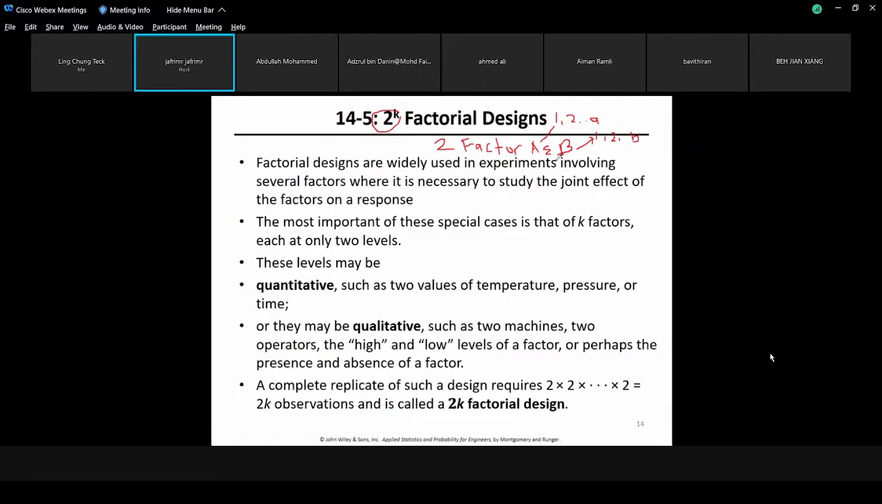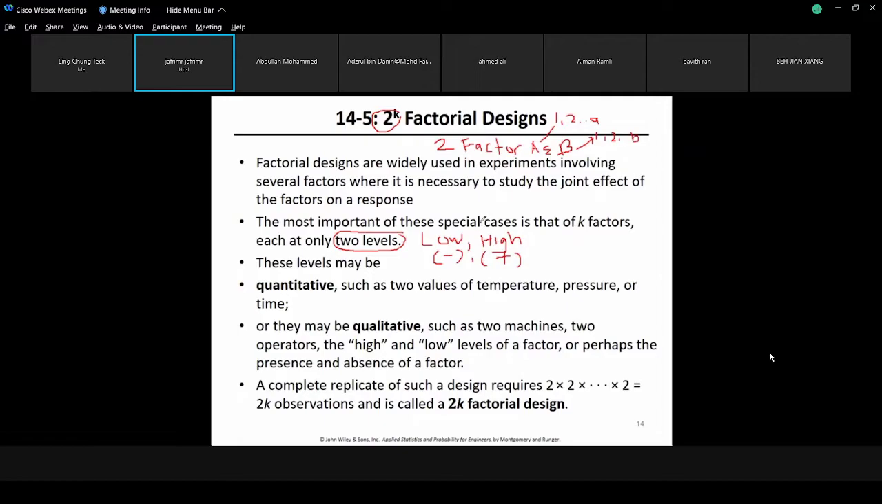That means for the previous example, we had multiple levels, right, for A and B. But from today onward, we focus on 2 levels only. That means low and high. Usually we put low as negative, and high as a plus.